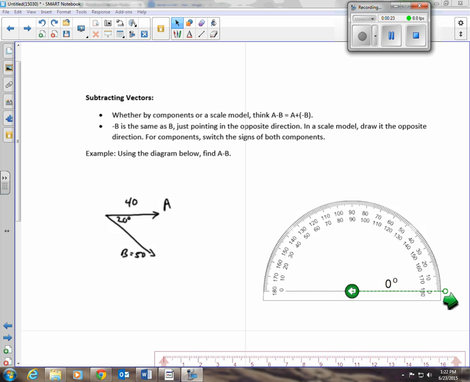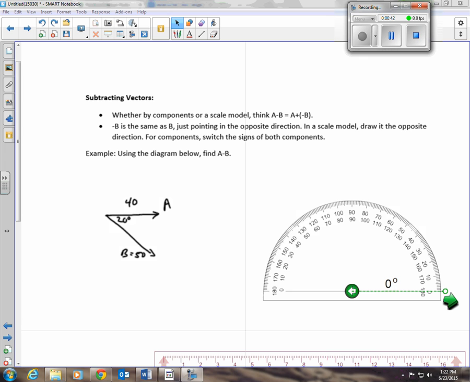For components, you can just switch the signs of both components. So b actually becomes negative b and so on. So we're going to do this example and try to find what a minus b is going to be. Okay, so my first thing I'm going to do is draw a scale model of it.